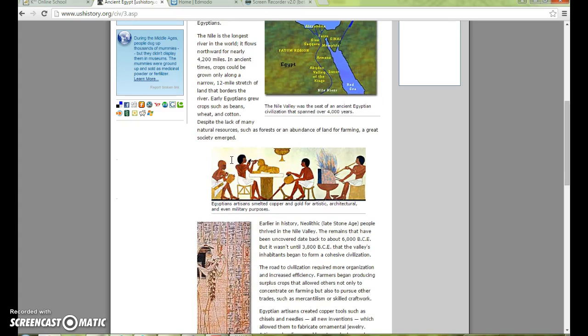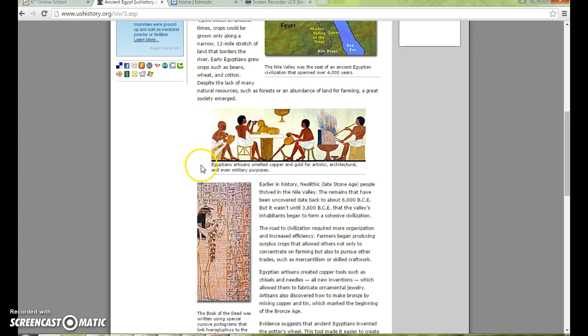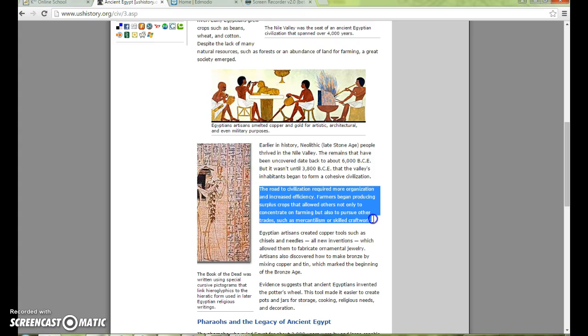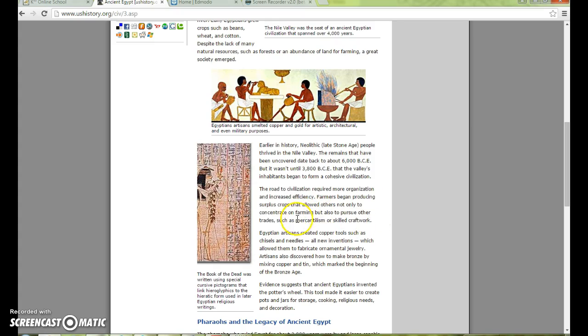I'm looking for things about technology. Land for farming. Okay, so just some background information. A great society emerged. Here's that part about how the road to civilization required more organization and increased efficiency. Farmers began producing surplus crops that allowed others not only to concentrate on farming, but also to pursue other trades, such as mercantilism or skilled craft work. Ooh, that would be a great one to write down for specialty jobs.